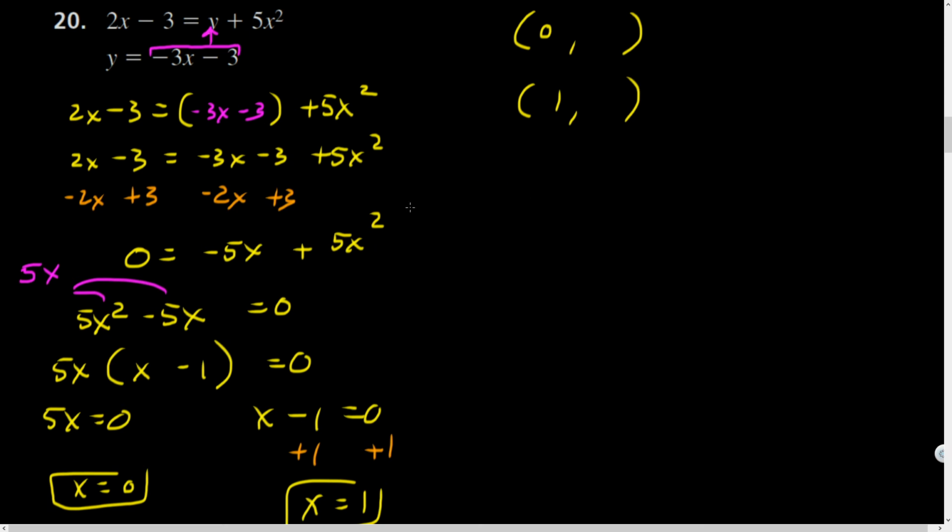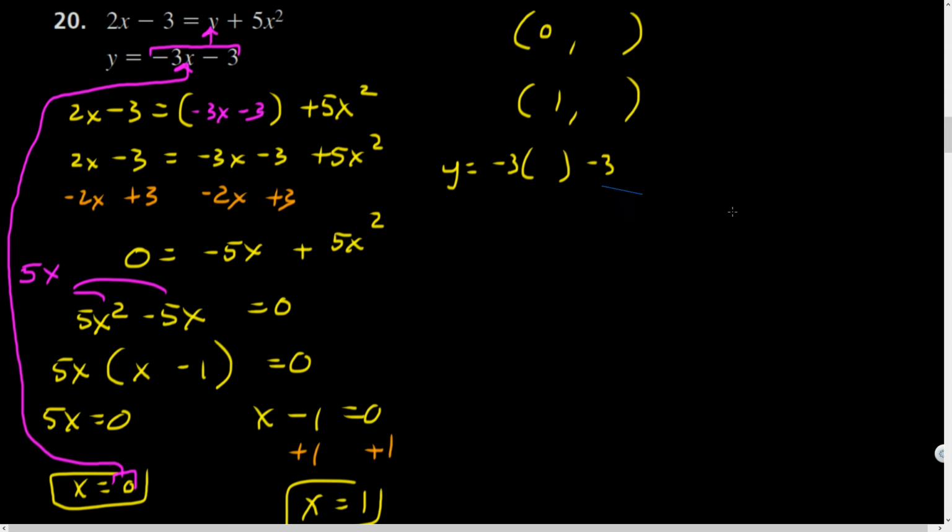So let's find the y coordinates that go with these. To find the y coordinate, I'm going to need to substitute. So y equals negative 3 times what, minus 3? Well, 0. And so the first point is not an ellipse, although you could do systems of equations with ellipses.